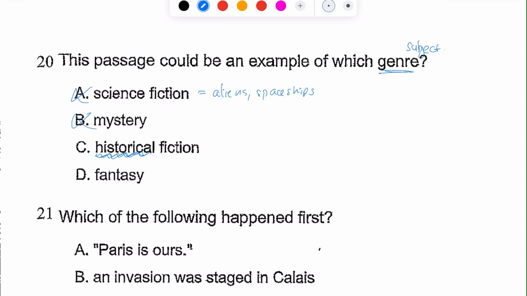And finally, choice D is fantasy. So fantasy means just fiction, make-believe. And here, it's not based in some random nonsense. It's actually based in some fact, because this actually did happen. So this is an example of choice C, historical fiction. Okay, we're using history, but to generate stories from that historical context that may or may not have happened.